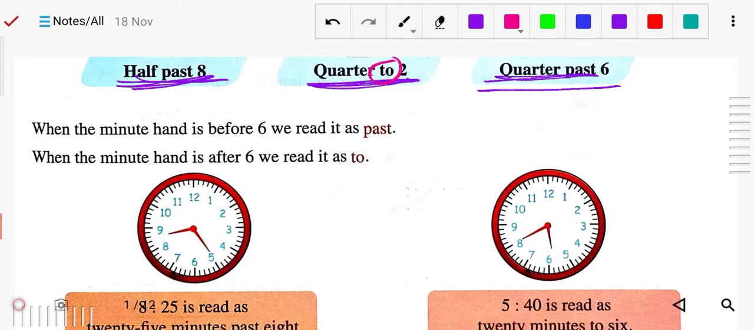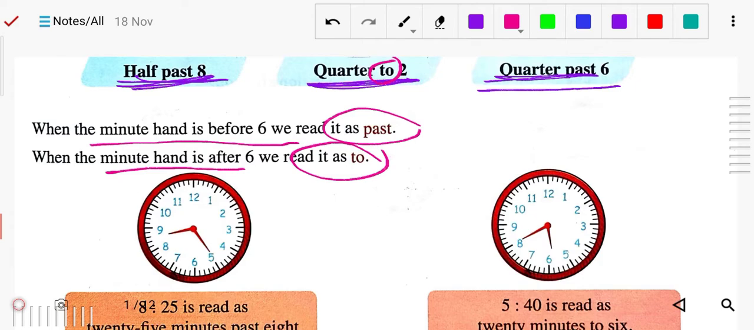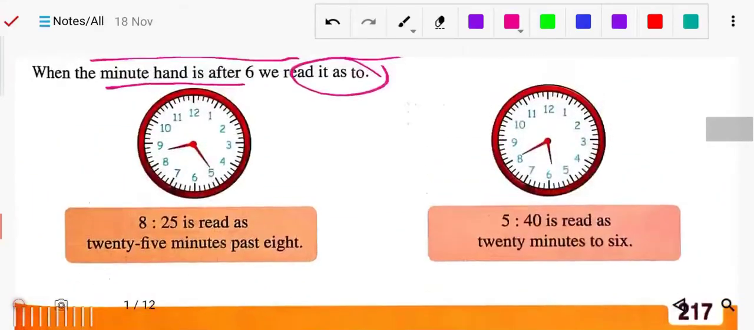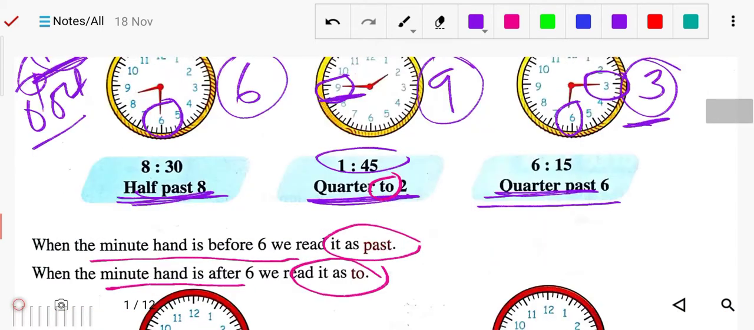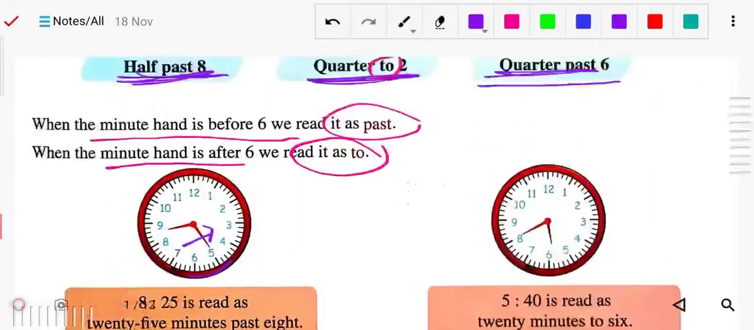When the minute hand is before 6, we read it as past. If the minute hand is after 6, we read it as to. You can see here, then you will understand. Here the minute hand is before 6, so you have to read it as 25 minutes past 8. Here you have to use past, so that's why past is used.